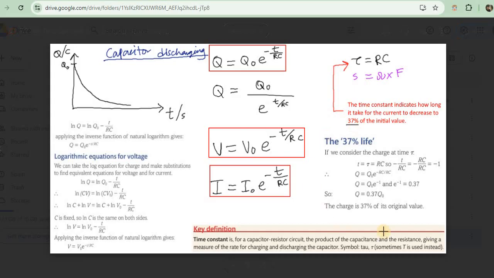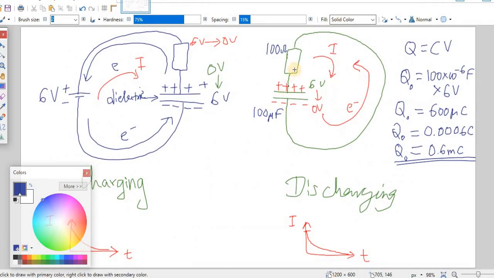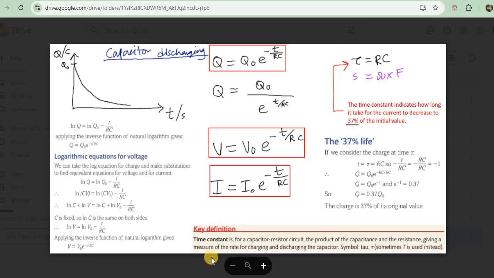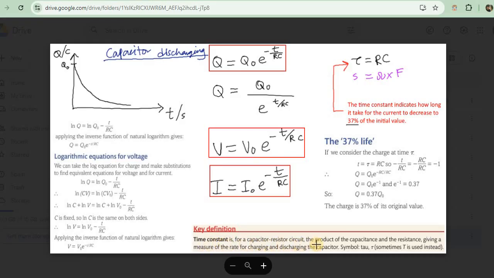All right, so remember the time constant. That definition is very important. Tau, time constant, is for a capacitor resistor circuit like this. Remember, R is the resistance of that external resistor. C is the capacitance of the capacitor. Time constant is for a capacitor resistor circuit the product of the capacitance and the resistance, giving a measure of the rate of charging and discharging the capacitor. Symbol tau, this. Sometimes capital T is used instead, because if you look at the Greek alphabet, you have capital tau and simple tau, and capital tau looks like a capital T.